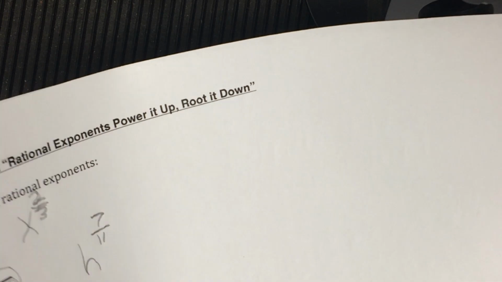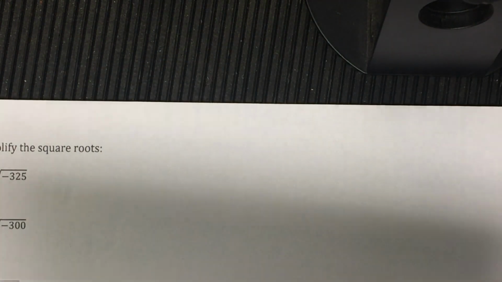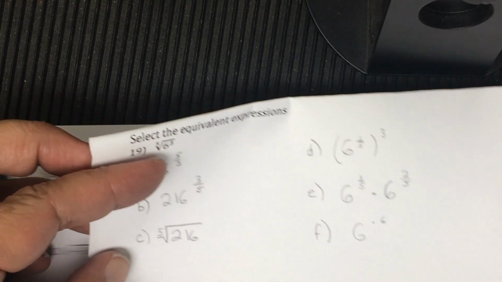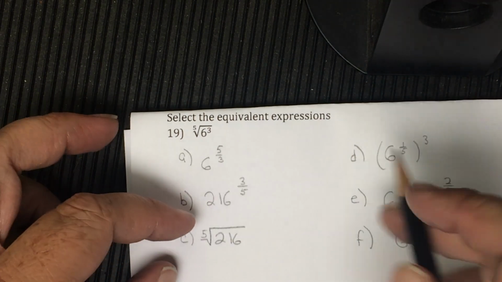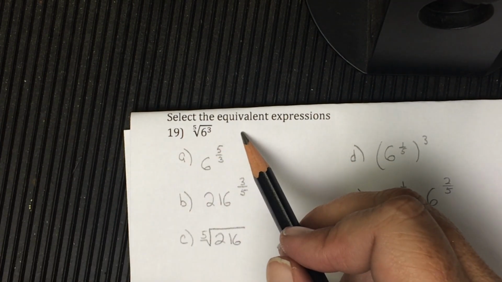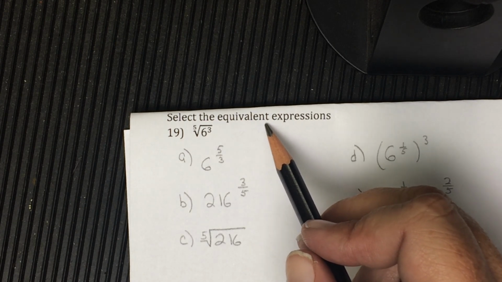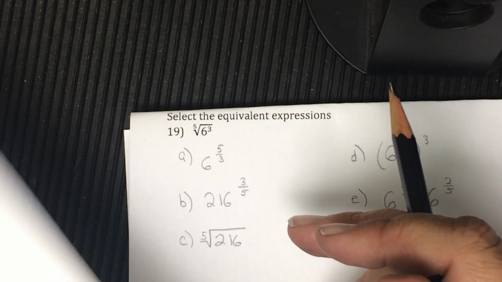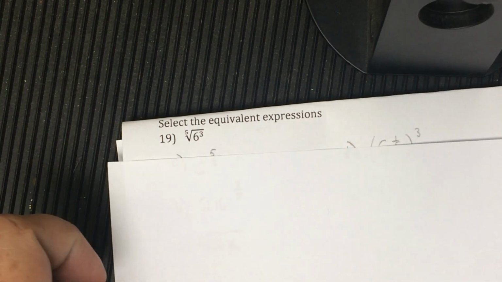Okay, my favorite, select the equivalent expressions. Remember that I said when you first start these, before you even look at the answers, you should find some equivalent expressions up front. So what is equivalent to the fifth root of 6 cubed? Let's go ahead and cover the answers for a minute.